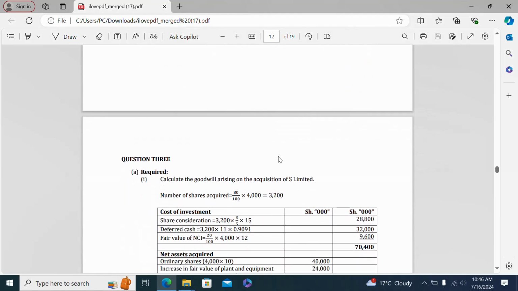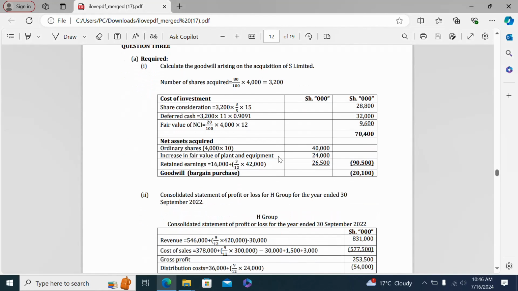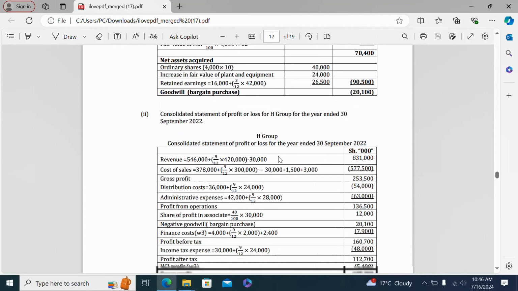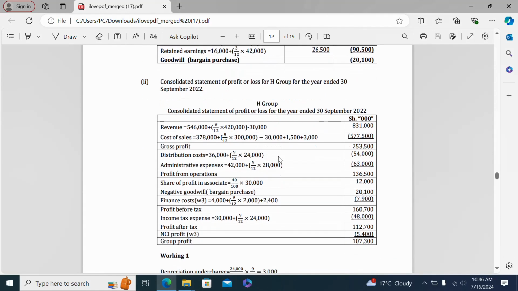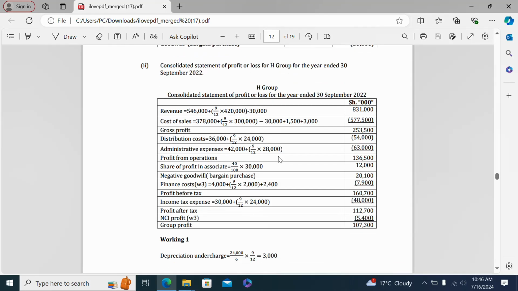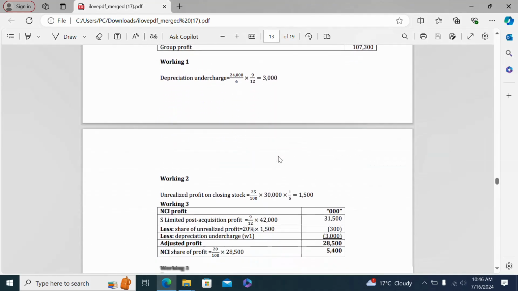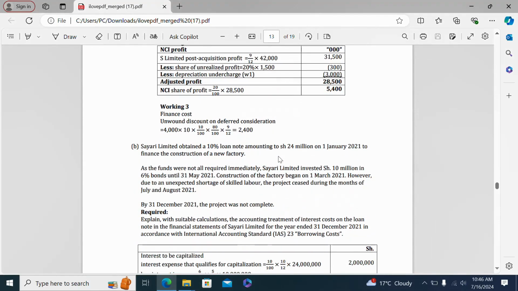And question 3, the calculation of the goodwill on acquisition of S Limited, and number 2, the consolidated statement of profit or loss for the year ended September 2022 for H Group, and we have the workings. Then B.